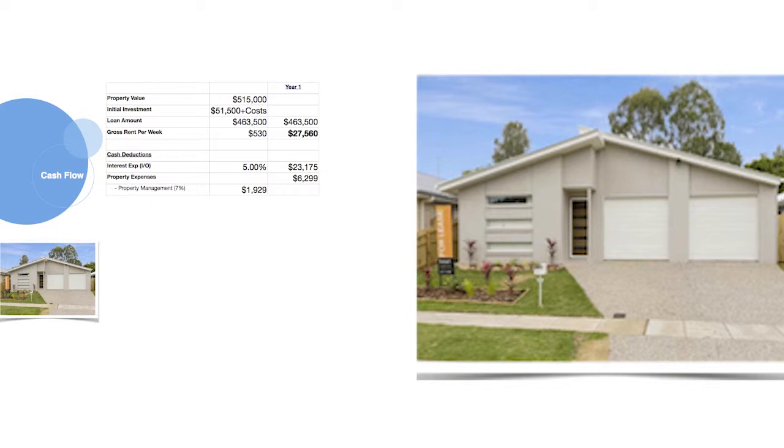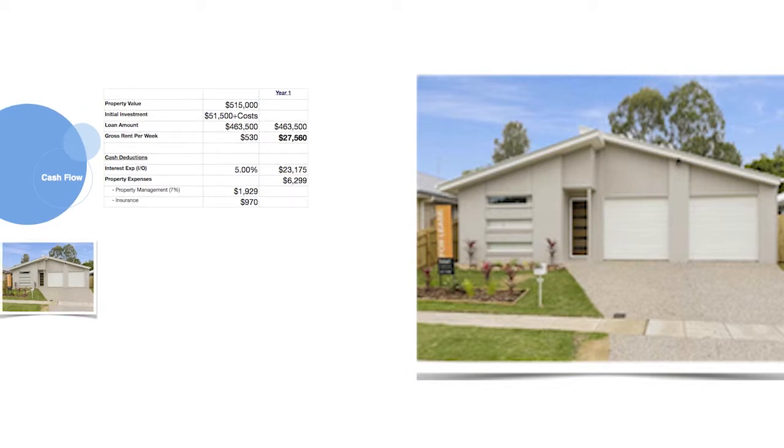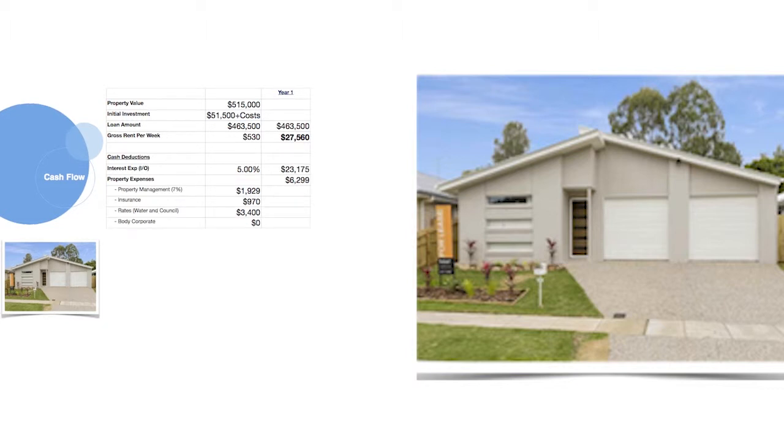Also insurance. This particular property, as you can see, is a house, so the insurance is $970. Then there are rates, water and council, which cost me $3,400 for the year. In this case, body corporate is zero because, as I mentioned, it is a house. So the insurance is quite high compared to an apartment or a townhouse, which would have much lower insurance but would also have a body corporate expense to factor in. So far we've got the income of $27K, and taking away the costs leaves me out of pocket $1,900 per year.